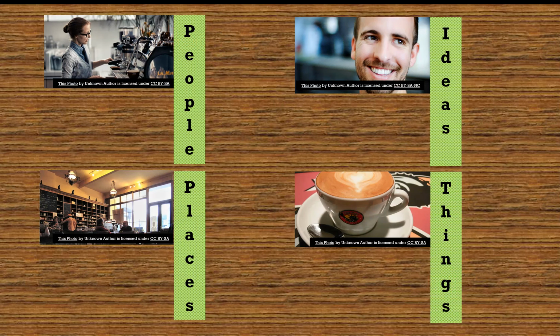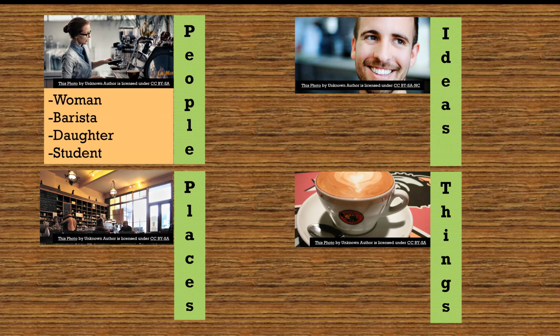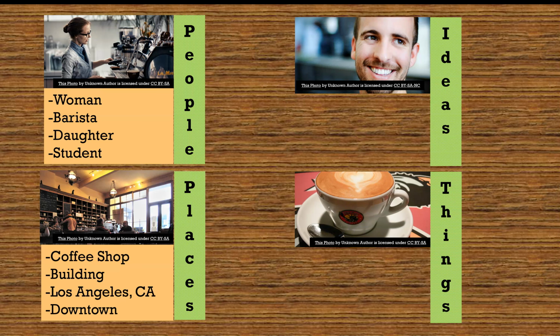For people, people can be a woman, a barista. A barista is the name of that woman's job if you work at a coffee shop. A daughter, a student. These are all people. Remember, person is for one. So one person, two people. For places, some examples: a coffee shop, a building, Los Angeles, California, that's a city, and downtown. Downtown would be an area of a city or a part of a city.